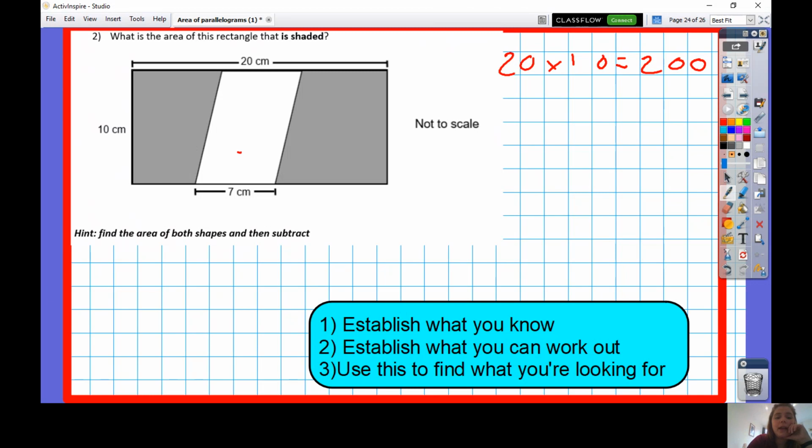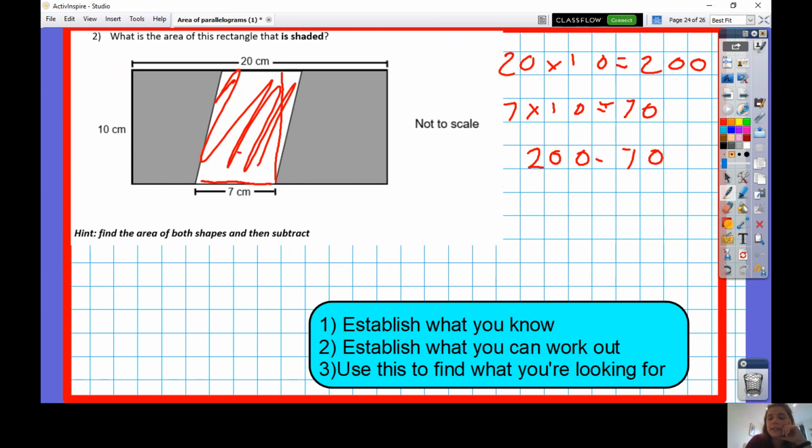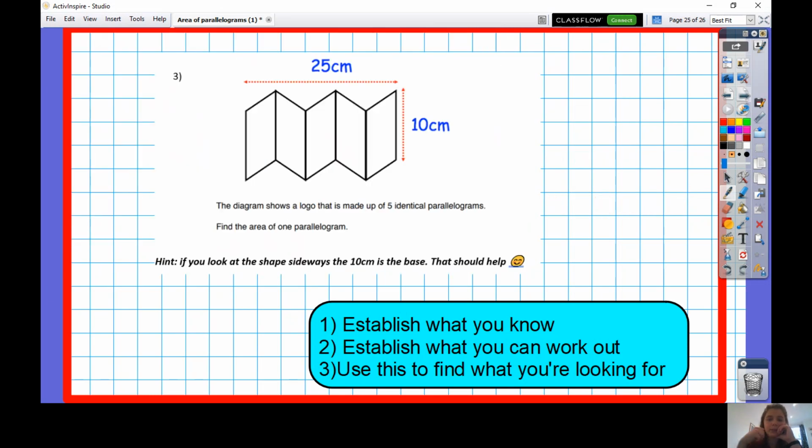Now let's find the area of the parallelogram. That's 7 and the height is 10. 7 times 10 is 70. Now take away the parallelogram to find just the rectangle that's shaded. 200 take away 70 is equal to 130. What's your unit of measurement? Centimeters squared. Well done if you got this one. It is tricky, so really good job.